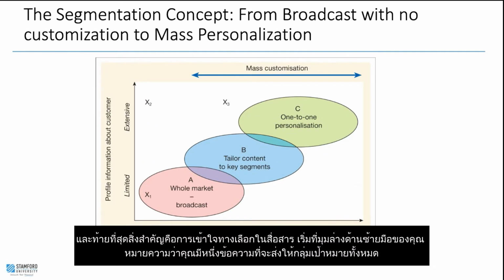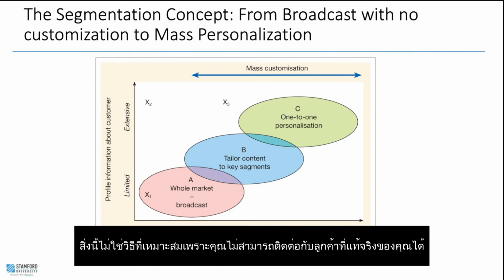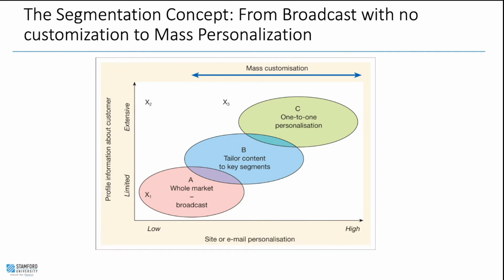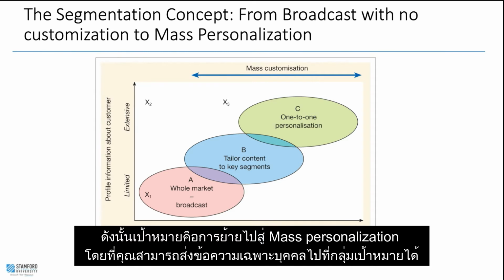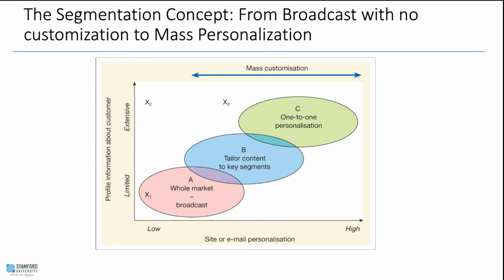So lastly, it's important to understand the range of options in communication that you could have. Currently, you're most likely working in the lower left-hand corner, which means you have one message that is broadcast to the entire market. This is not ideal, as you're not able to make a true connection with your customer. So the goal is to move into mass personalization, where you can have a personalized message to the entire market with some level of personalization, and we'll take a look at that.